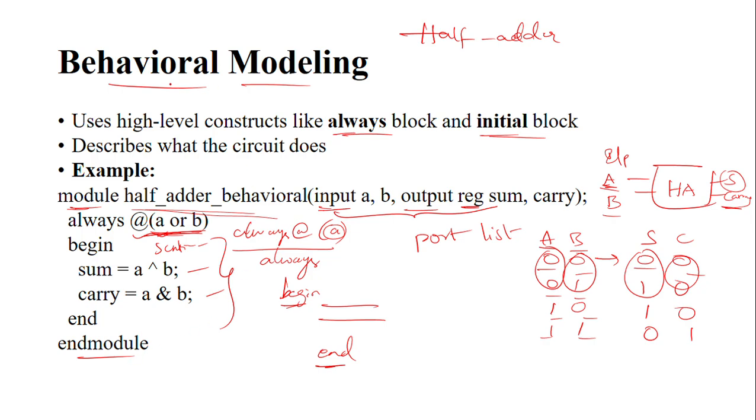So this is behavioral modeling. In the next videos we will learn about behavioral modeling in depth. Until then, it seems like this. It shows the behavior of the half adder. Whenever the input changes, the output may change.